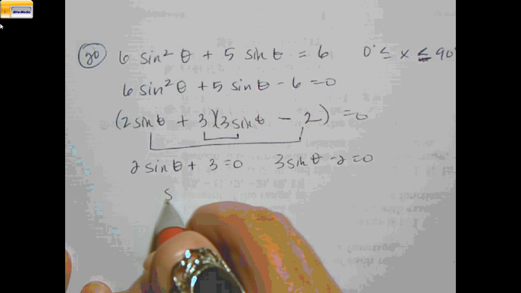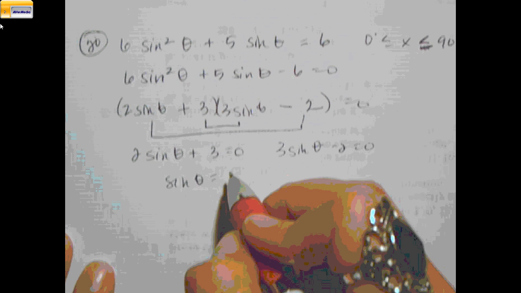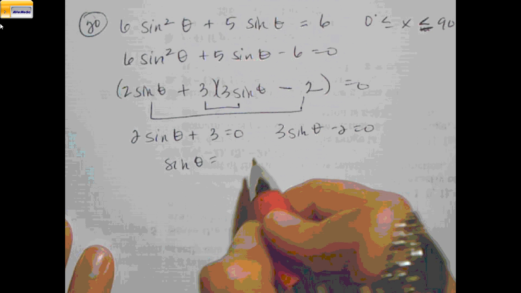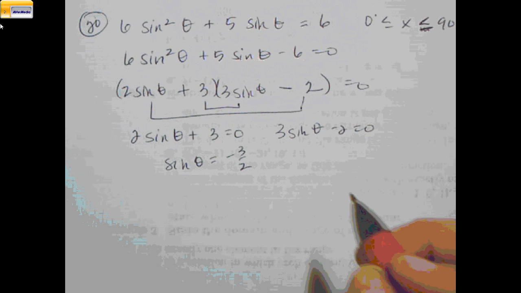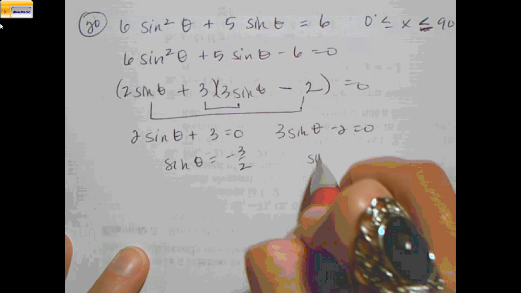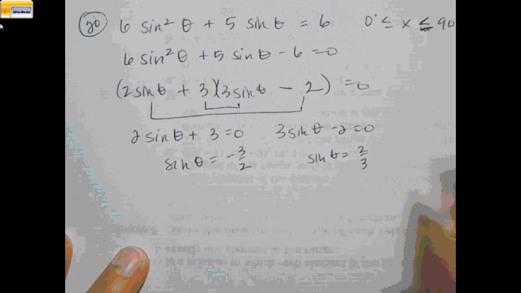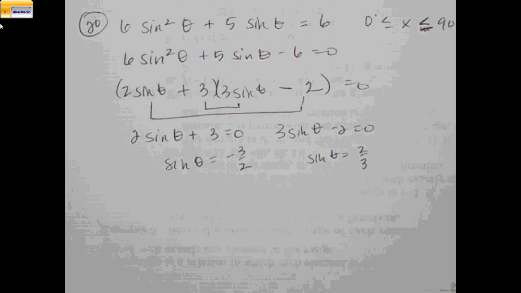On the left, sine of theta equals negative 3 halves. Does it freak you out if I just put that? You know where I got that, right? Subtract 3, divided by 2. On the right, sine of theta equals 2/3, yes? Do we know anything that does any of those things? We do not. This is where the calculator comes into play. So grab a calculator.